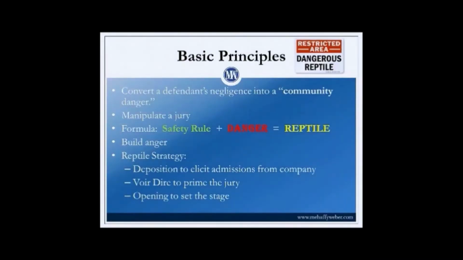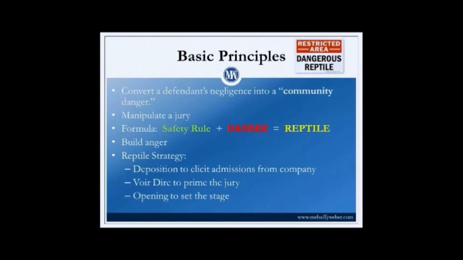What are the basic principles that we're going to be expounding on a little bit later in this presentation? But the first is to convert a defendant's negligence into a community danger. Normally, a case is a plaintiff versus a defendant or a number of defendants. But here, the plaintiff attorneys want to make the negligence that they're attributing to the defendant or defendants into some sort of community danger. Obviously, the whole purpose is to manipulate a jury. They don't want a juror to use their logic and their reasoning skills. Rather, they want to scare or frighten a juror.